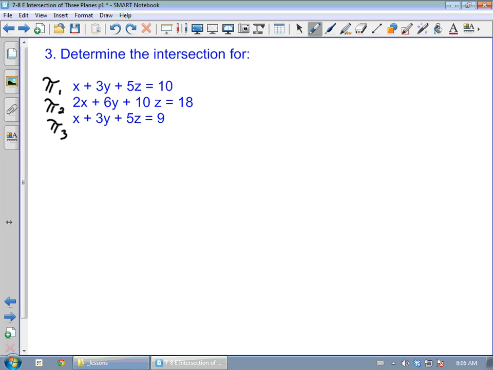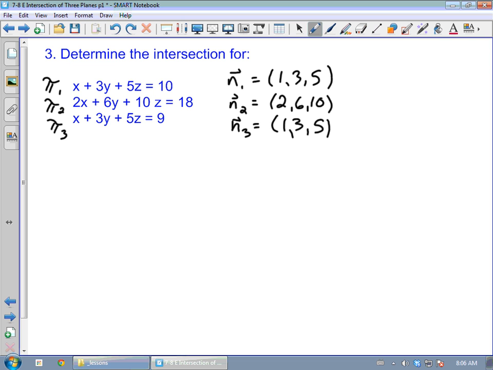And as always, the first thing we want to do is look at our normals. Our normal for our first plane is 1, 3, 5. The normal for our second plane is going to be 2, 6, 10. The normal for our third plane is going to be 1, 3, 5. So first thing we can see right away is that plane 1 and plane 3 are definitely parallel because they have the same normal. And normal 2 is a scalar multiple of normal 1 or normal 3. So all three planes are parallel.